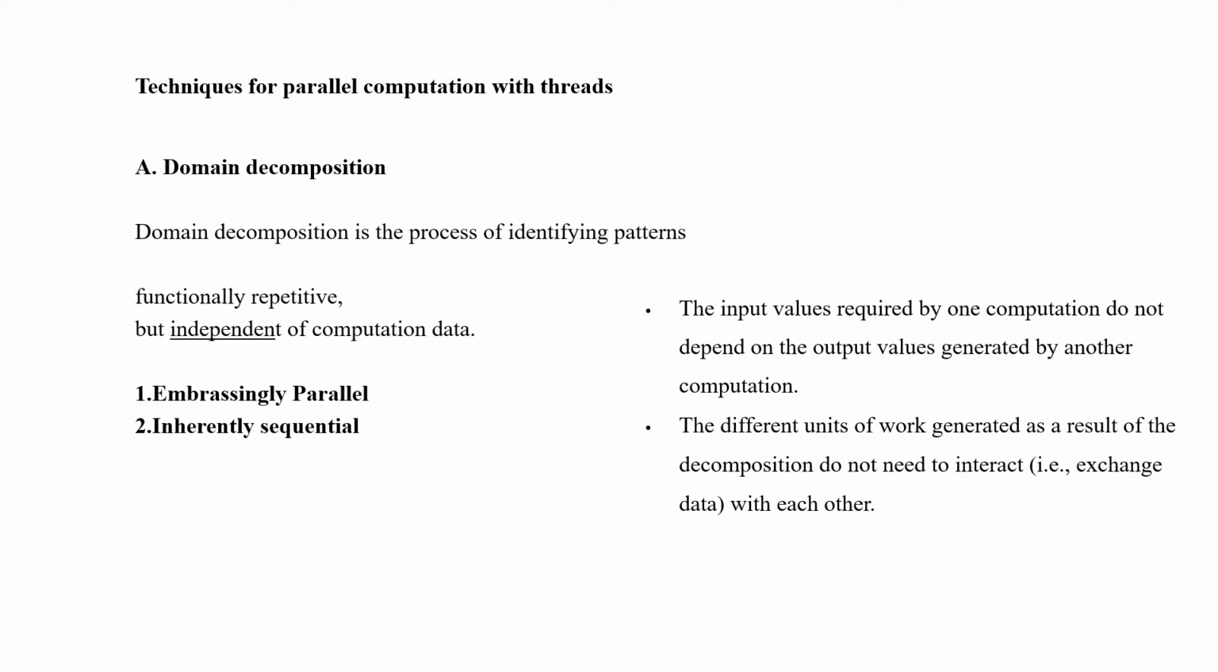The domain decomposition is the process of identifying the patterns of functionally repetitive but independent computation on data. This is the most common type of decomposition that we use in order to achieve high throughput computations. And when these calculations are identical and only the data is differing, then the problem can be executed in any order. Then the problem is said to be embarrassingly parallel.